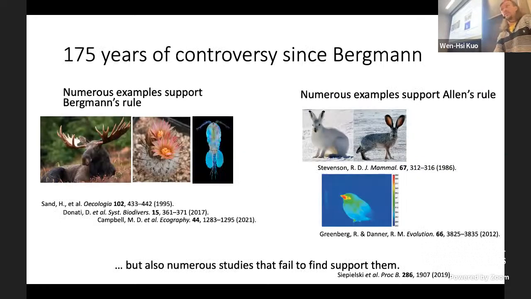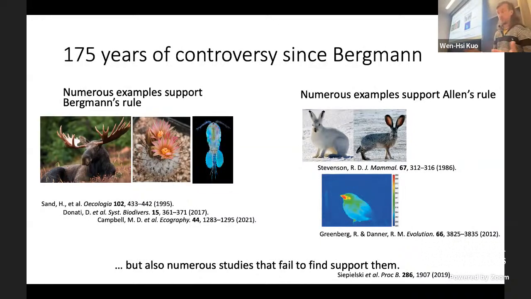So if we fast forward to the last 175 years of studies or searches for empirical support of this, there are lots of compelling empirical studies that have cemented the place of these two rules in high school biology, right? They are part of the canon of ecogeographical rules, and there are lots of compelling charismatic taxa that conform to them, right? Moose, cacti, and marine copepods all conform to Bergmann's rule. Desert and Arctic hares, as well as different populations of song sparrows, all conform to Allen's rule.